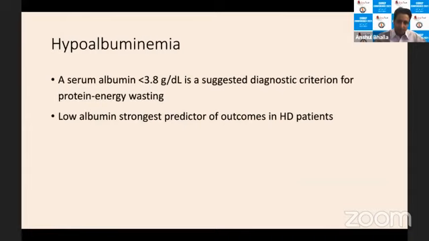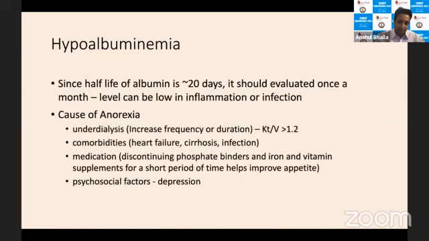Talking about hypoalbuminemia, which is very important because low albumin is a strong predictor of outcomes in dialysis patients. Less than 3.8 could be a criteria for protein energy wasting, but again, this is just a criteria based on studies. But if it's really low, less than 3, that is severe hypoalbuminemia that should be acted upon. And since the half-life is 20 days, if we check it every month, that can be a marker of their inflammation, infection, or just their nutrition.